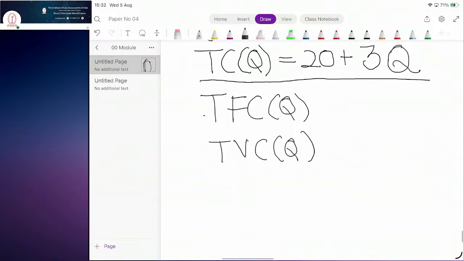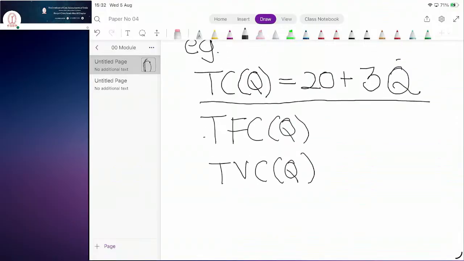Okay, now how to do this? Remember, fixed cost is irrespective of the output produced. So what I will do is that I will use this formula and I will take the value of Q is equal to 0. I'll put the value Q is equal to 0 and I will calculate now what is the total cost when output is 0. All of you do that and tell me what is the answer. Put the value of Q as 0 in this formula.